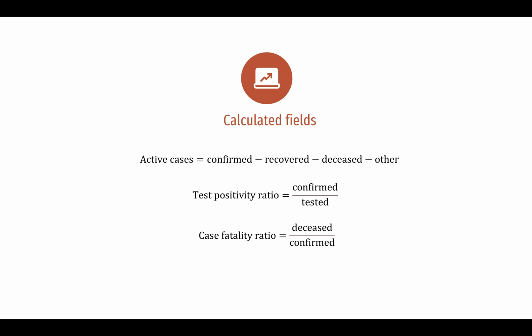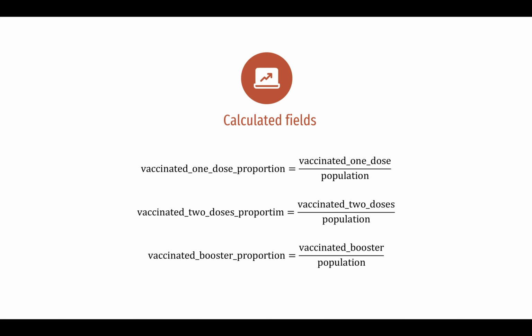As for the calculated fields, this is where it gets interesting. We look at the active cases, which is the number of confirmed cases minus recovered, minus deceased, minus other. And of course, we have other metrics that are very useful to healthcare professionals, such as the test positivity ratio, meaning how many you test and what proportion of them is confirmed cases, and also the case fatality ratio, albeit this is a little bit morbid. Of course, we also have the vaccinated proportion, which actually talks about how many percent of the population in each state is vaccinated with 1 dose, 2 doses, which is fully vaccinated, and how many have gotten their booster shot.